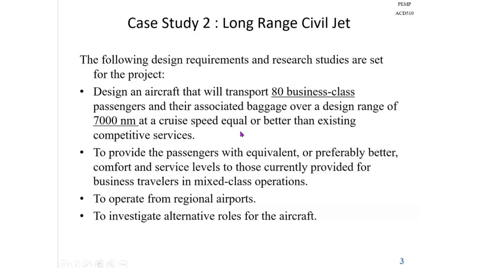But these are the requirements which normally come from the operators. And then this is crucial: to operate from regional airports. Regional airports meaning Coimbatore, Madurai, Hubli, and these kind of places, where the runway length is likely to be shorter than international runways. Okay, and you are also expected to investigate alternative roles for the aircraft. Meaning, can this be a business class jet? Can you use it for some other purpose? So do a brainstorming and see what can be done.